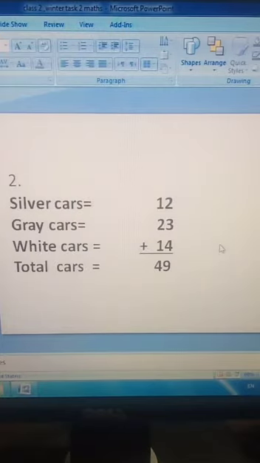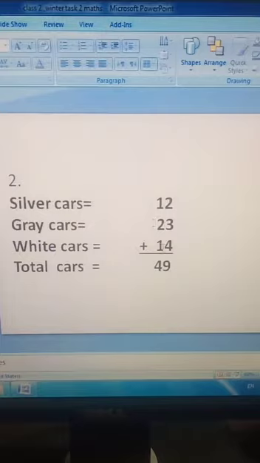Come on, question number 2. There are 12 silver cars. Students, you will read the question, then write down the statements. Firstly, there are 12 cars, so here you will write silver cars 12. 23 grey cars. Grey cars equal to 23. And 14 white cars. White cars is equal to 14.